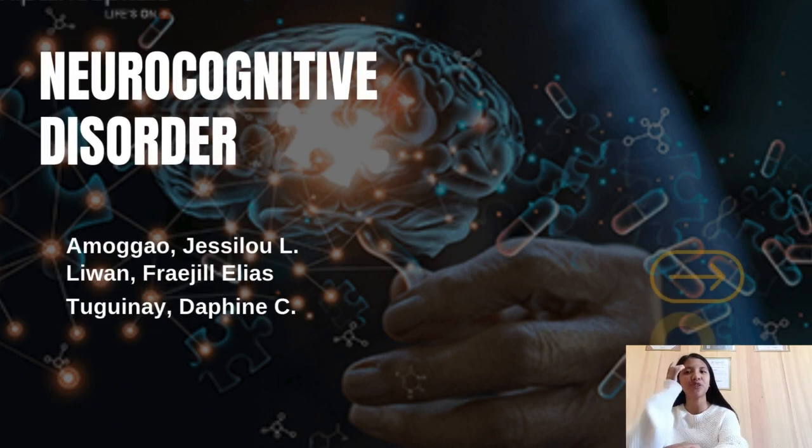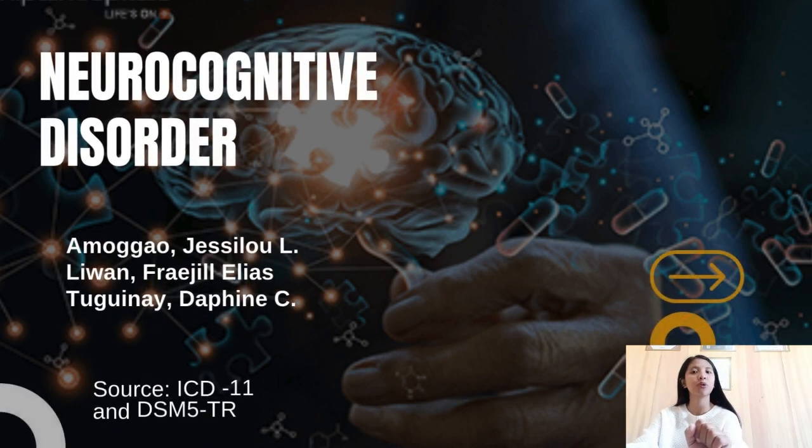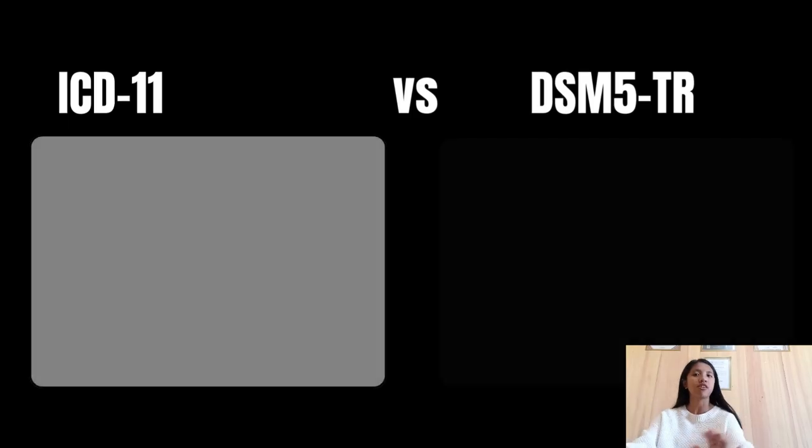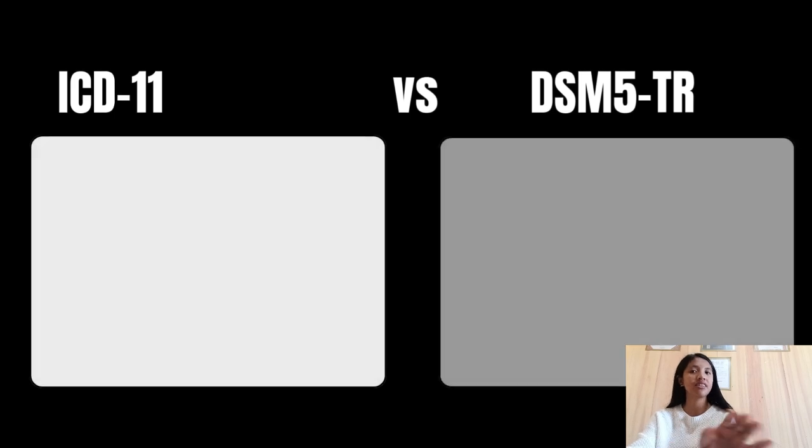Hello everyone! So for today's report, me and my groupmates are going to talk about the topic that was assigned to us, and that is the neurocognitive disorder. So before we begin our report, it is very important to take note that in our report, we use two sources, the ICD-11 and the DSM-5-TR.